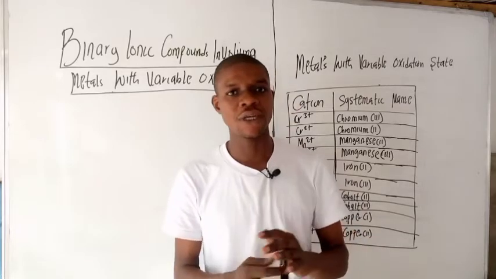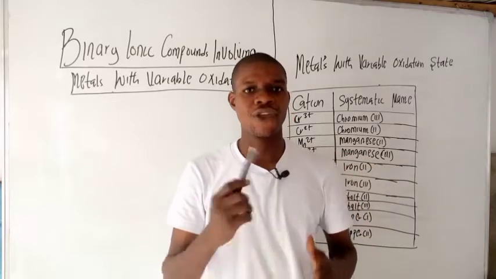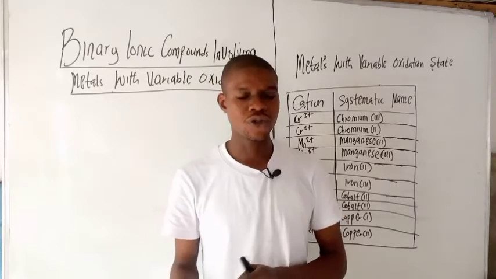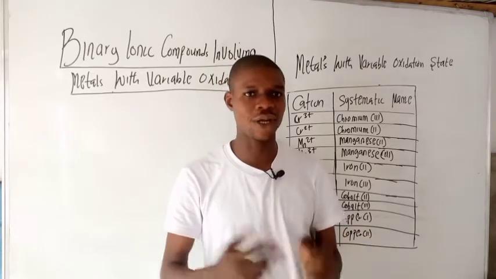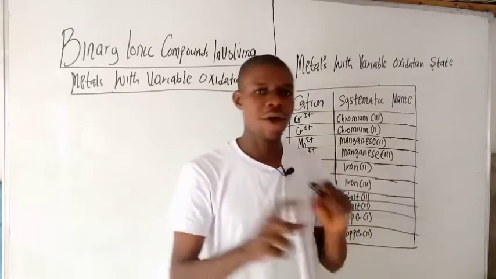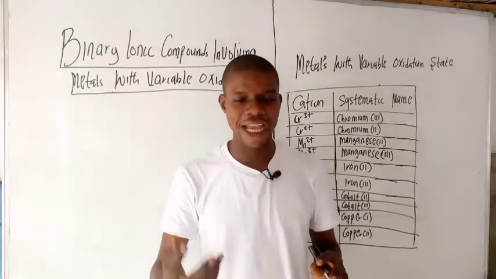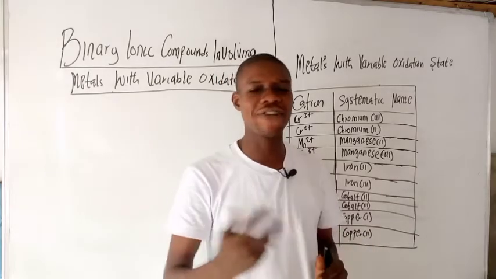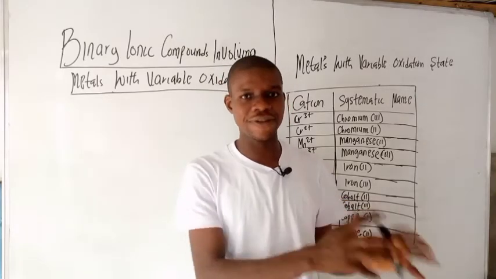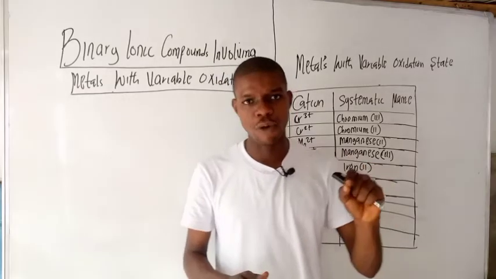We have done videos on writing binary ionic compounds and also naming them. If you haven't watched those videos, I will link them in the description below, so you can go check them out, because you are still going to see questions based on those videos. In this video, I'm going to share with you metals with variable oxidation states. Because they have variable oxidation states, they can form multiple ionic compounds with different non-metals.